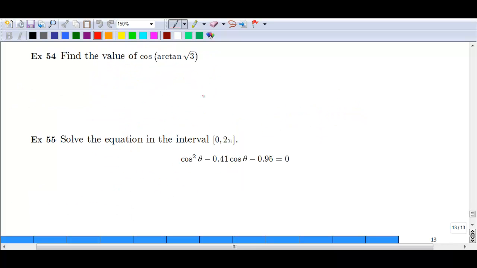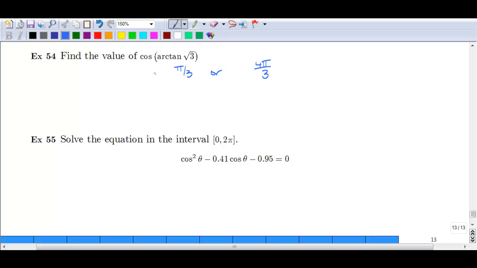This next example goes back to what we were looking at before, in that we look at taking cosine of an arc function that's already acting on a ratio. So we've got that ratio of the square root of 3. Again, if you go to your unit circle, you can see that the tan inverse or arctan of radical 3 is pi over 3. Or 4 pi over 3.